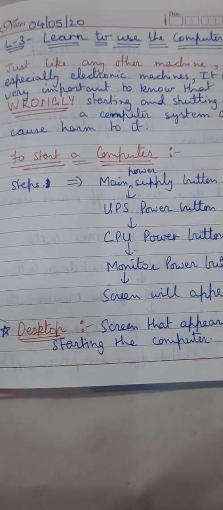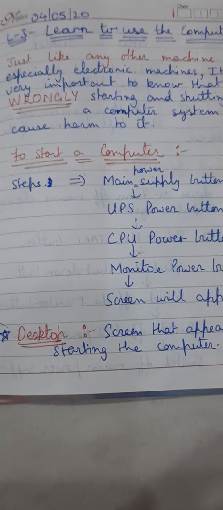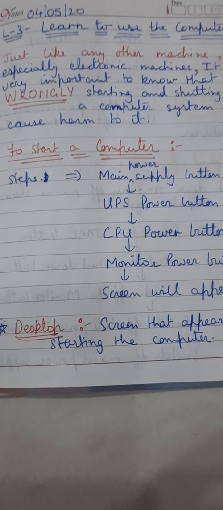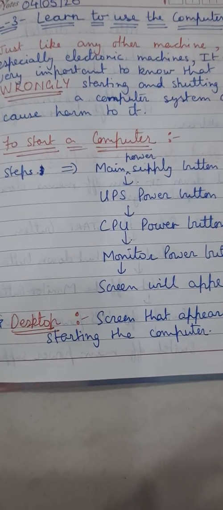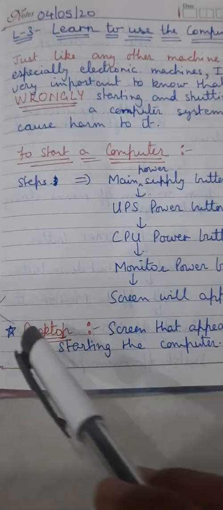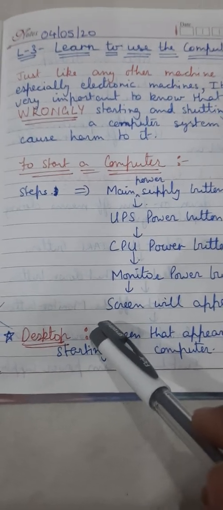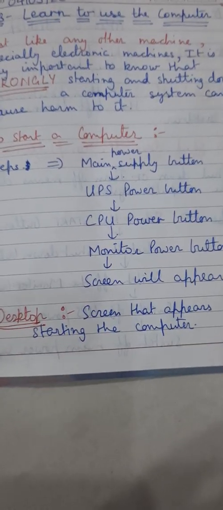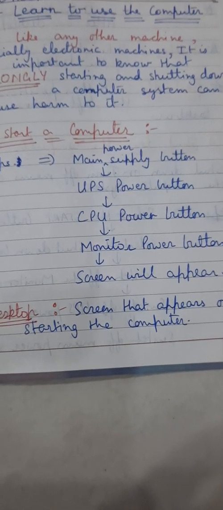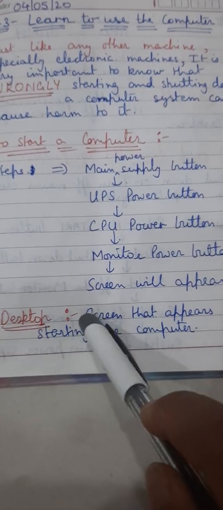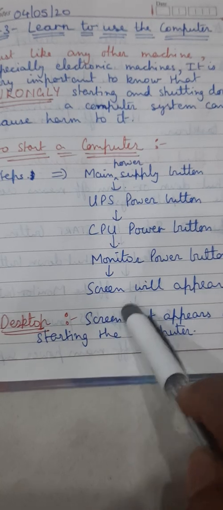So what is the purpose of a table? It serves as a place where we can do some work of our own. Like at the study table we can study, at the dining table we eat our food, like that. So desktop is just like the table of the computer. It is the screen that appears on starting the computer. Whenever the computer is starting, it is the first screen that we see in front of us. So it is like a table, and here we are referring to it as a screen.